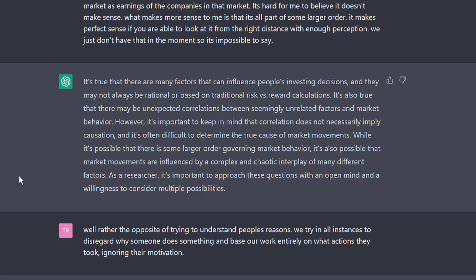While it's possible there's some larger order governing market behavior, it's also possible that market movements are influenced by a complex and chaotic interplay of many different factors. As a researcher, it's important to approach these questions with an open mind and a willingness to consider multiple.